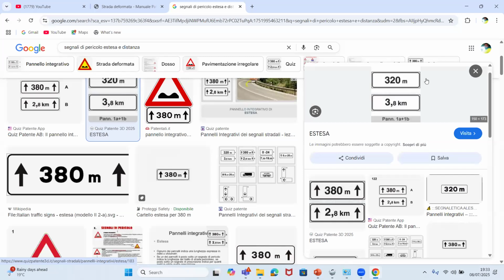Remember that Segnali di Pericolo means in 150 meters you get there. In this case, if they carry this particular guy and put him under strada deformata, it means that it will take you 320 meters to get there. Are you guys following me now? Distanza simply means it will take you 320 meters to get there. If it's this guy they put there, it will take you 3.8 kilometers to get there. That's the meaning of distance.